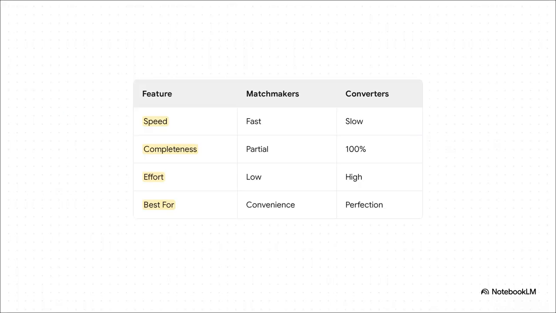And looking at this chart, the choice becomes pretty clear. If you just care about speed and convenience, you're doing a casual playlist sync, the online matchmaker is probably your best bet. It's fast, low effort. But if you are a DJ or you're archiving your music or you're just someone who needs an absolutely perfect 100% complete copy of that playlist, then yeah, the DIY converter is the way to go, no question.